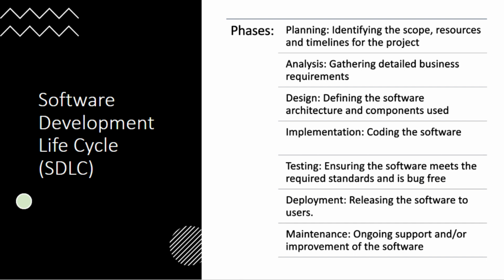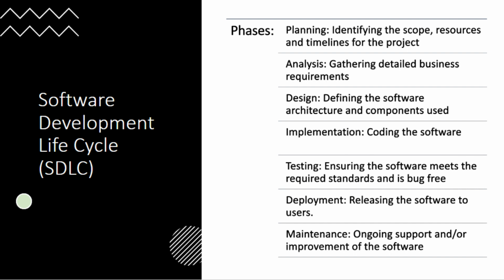What is SDLC? It is a systematic process used by software developers or engineers to manage the entire software development process. SDLC occurs in phases. Each phase is designed to keep the project within its planned scope and resource allocation. Planning involves identifying the scope, resources, and timelines for the project. Analysis involves gathering and analyzing information about the software requirements to better understand the needs of a stakeholder.